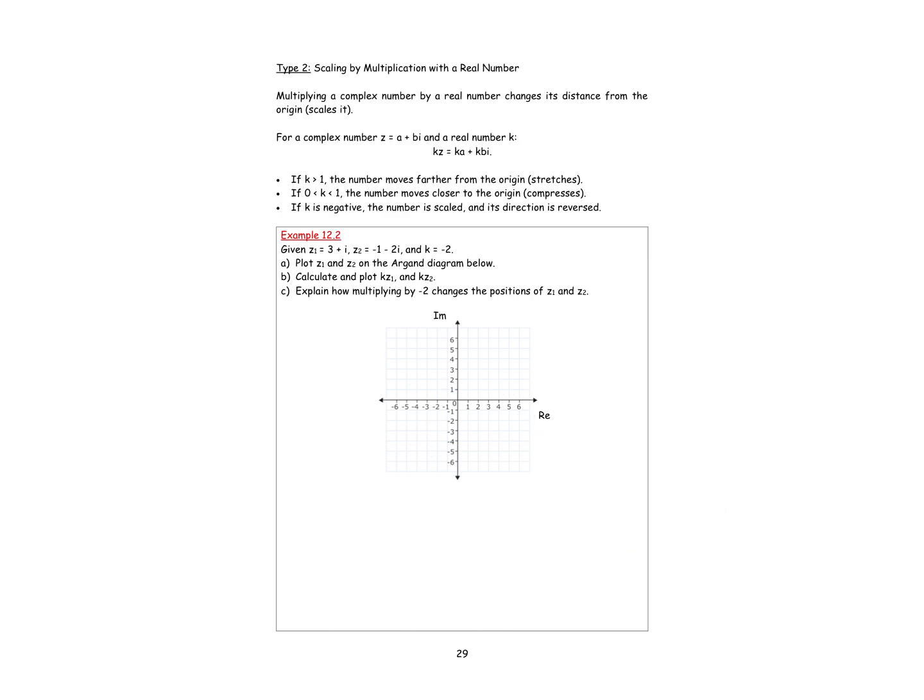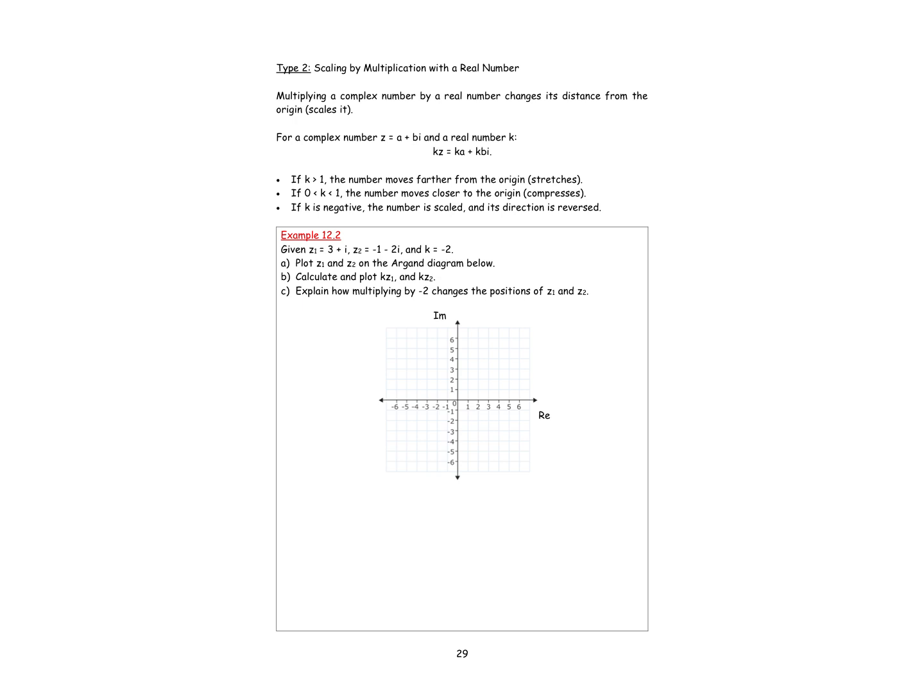The second type of transformation of a complex number we can have is scaling by multiplication with a real number. Multiplying a complex number by a real number changes its distance from the origin, so therefore its modulus changes. So for example, if a complex number z is equal to a plus bi and a real number k, and you multiply z by k, well then the a is going to be multiplied by k and the b is going to be multiplied by k.